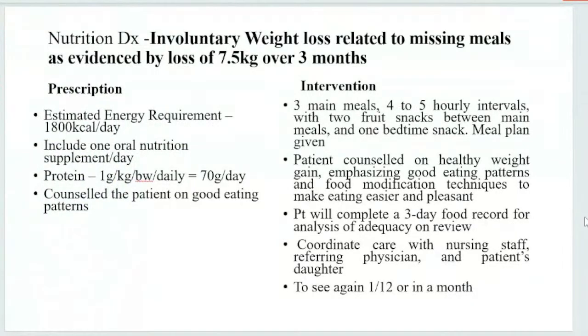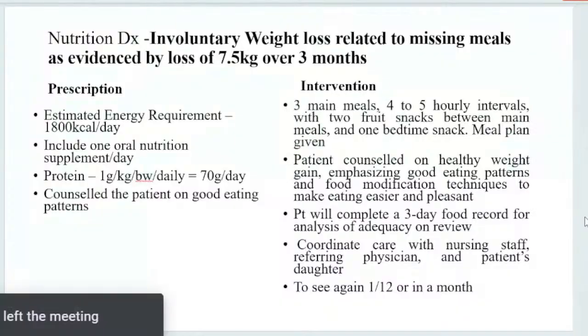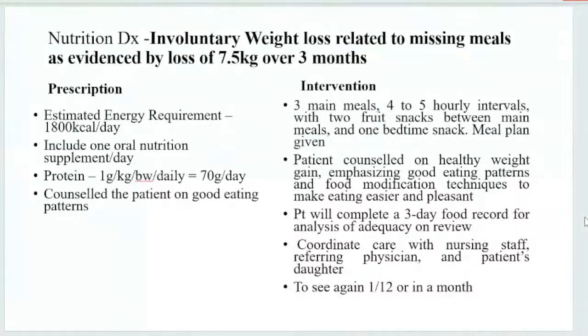So this one, I wanted to bring an example of a diagnosis, and then how the prescription is supposed to be written and how the intervention is supposed to be written. So if you look at the top here, the nutrition diagnosis was involuntary weight loss related to missing meals, as evidenced by loss of 7.5 kg over 3 months.